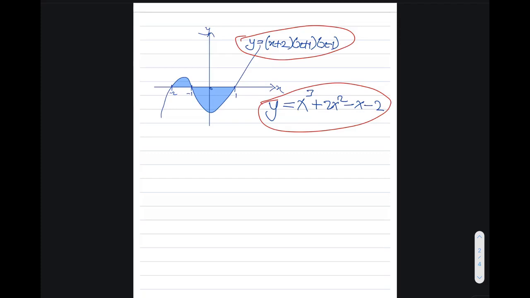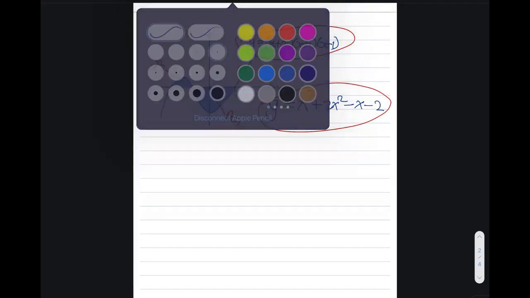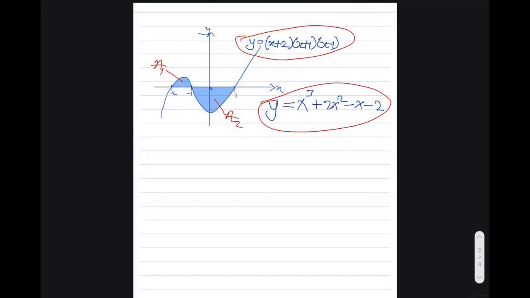Then the next thing that you want to do is to divide these two regions. Call this region A1, and you can call this region A2. It's good to split it, because when you combine the integration from -2 to 1, you wouldn't get the correct answer. So always it's good to split. Now let's start with region A1.